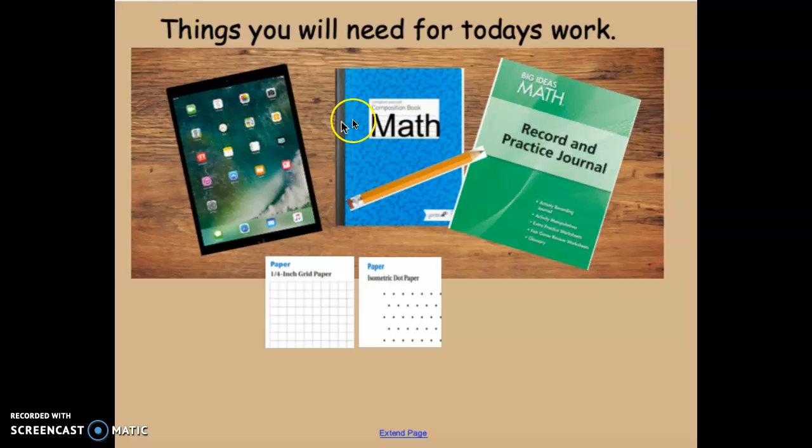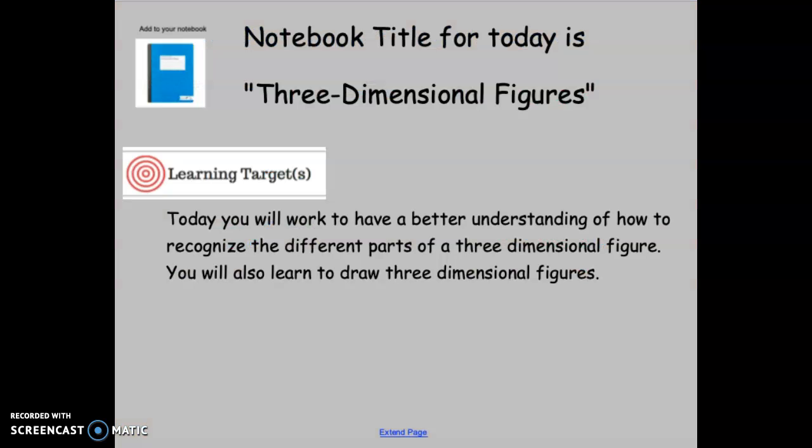Here are the things you're going to need. The basics here: the iPad, the math notebook. Please make sure you're taking notes, your practice journal for the end of the lesson, and a good sharp pencil. I've also posted in the folder 1/4-inch grid paper and isometric dot paper. You're going to want to probably play around with both of those, so if you can print those out, that'd be great. If not, drag and drop them into Notability, and you can play around with them electronically there. Isometric graph paper is really fun, and you'll see what I mean in just a minute.